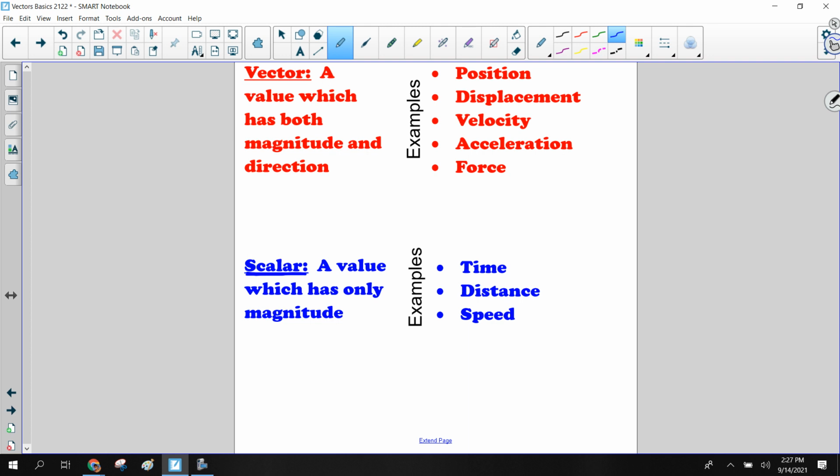How much time did it take? 5 hours. Time is a scalar. How far did you drive? 30 miles. Distance is a scalar. How fast were you going? 10 miles per hour. Speed is a scalar.